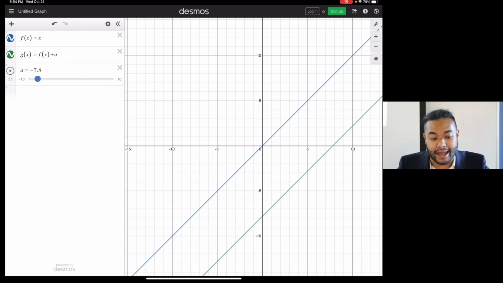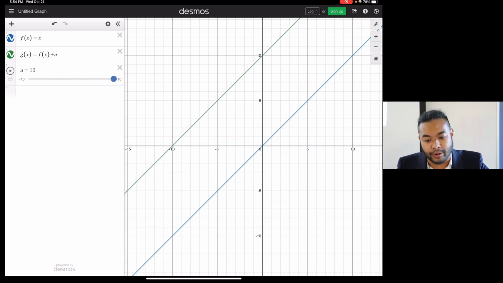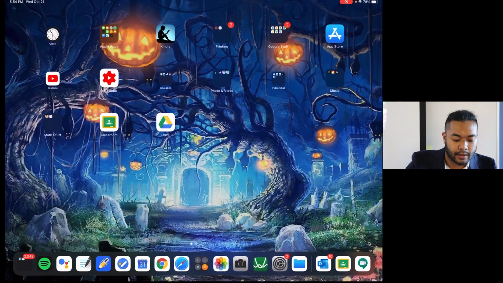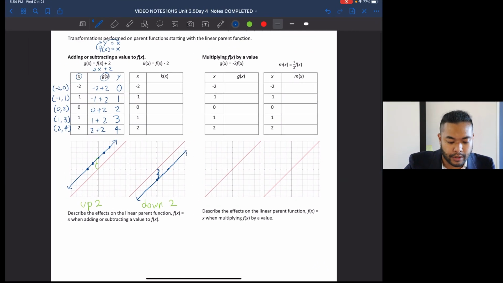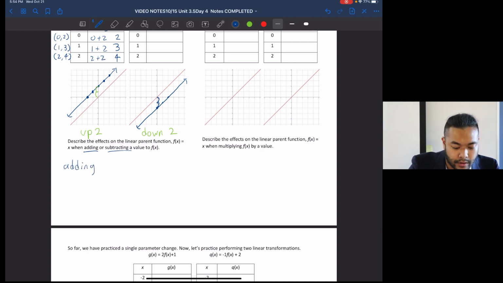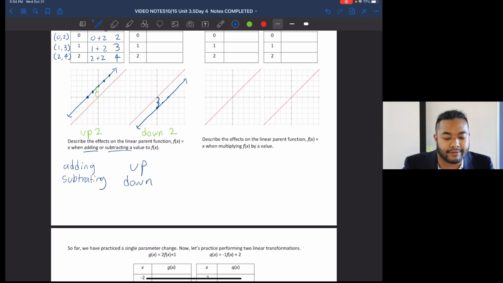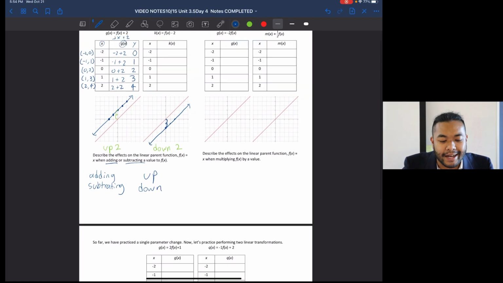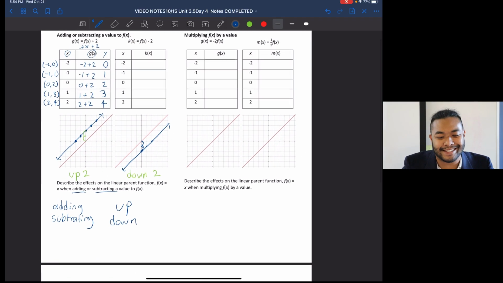And I could go lower by subtracting, I can go higher by adding. So this is what's happening. Anytime we're subtracting, I'm going down. Anytime I'm adding a positive number, I'm going up. So, describe the effects of the linear parent function f of x when adding or subtracting a value to the original: adding or subtracting will move us up or down, respectively. So that one's not too bad. Adding and subtracting, moving up and down, that makes sense.